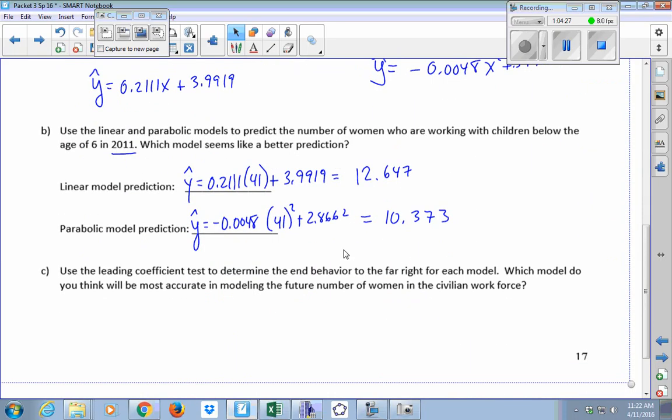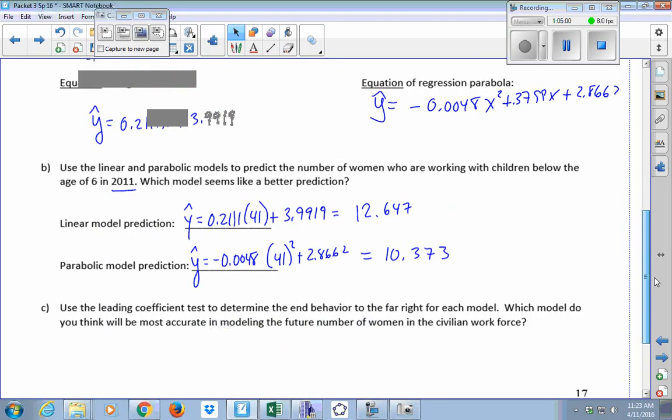All right, so if I were to use the leading coefficient test, notice with my linear model, my slope is positive. So my right arm would be rising as I go out in time. But my parabolic model has a negative leading coefficient, which means my right arm would be going down. The number of women in my workforce would be decreasing and eventually be what, according to the model, the end behavior? It's a number of women.